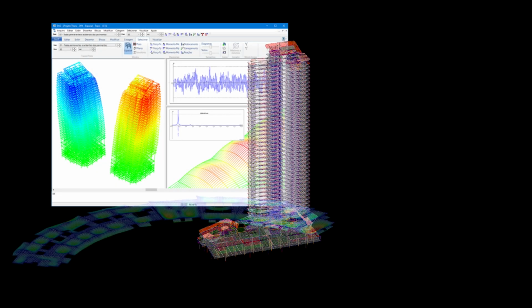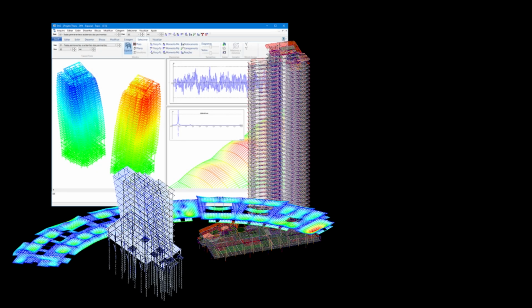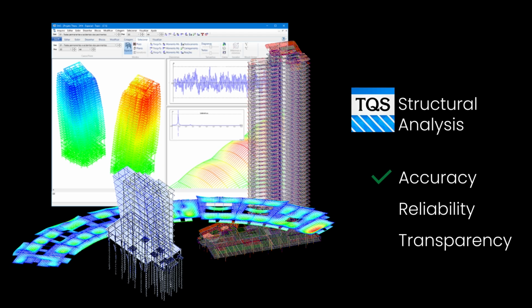Ultimately, the resources present in TQS provide the engineer with a precise, reliable, and transparent structural analysis.